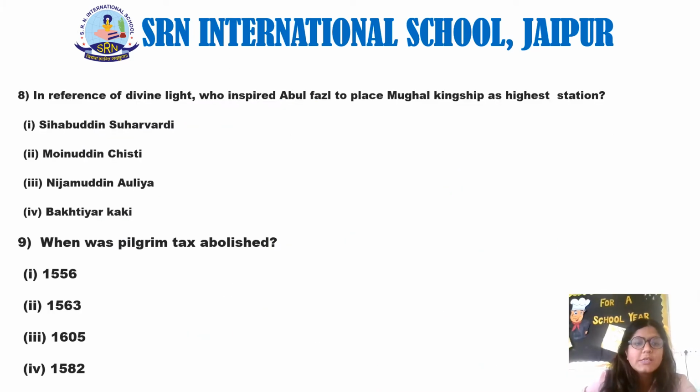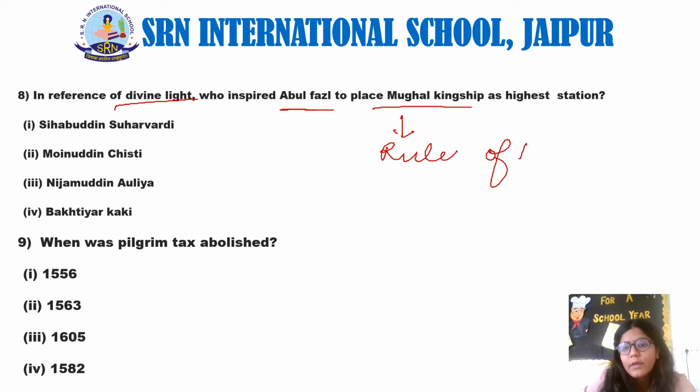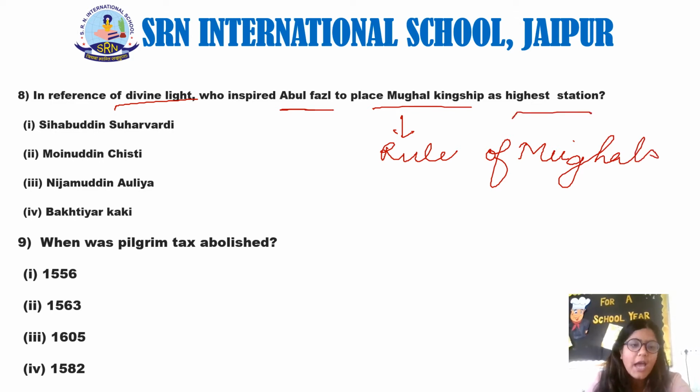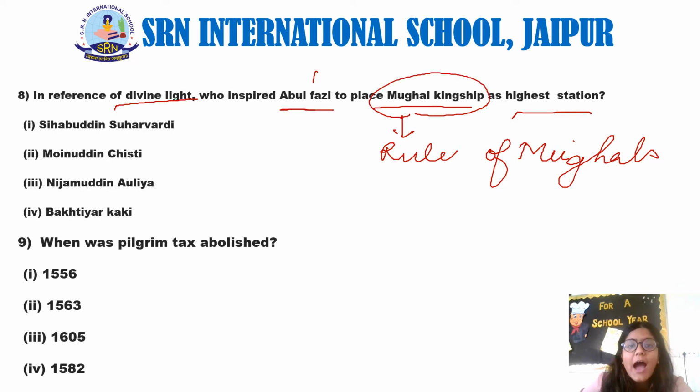Now the next question is, in reference to divine light, who inspired Abul Fazl to place Mughal kingship, basically the rule of Mughals, as the highest station in a book where he has mentioned the hierarchy of ruling? In that hierarchy he has mentioned Mughal kingship as the highest, and under whose guidance did he do that? Under the guidance of Shihabuddin Suhrawardi. The answer would be A.